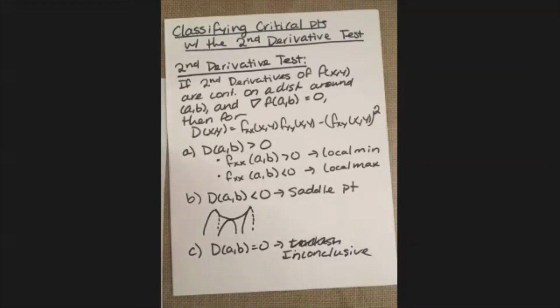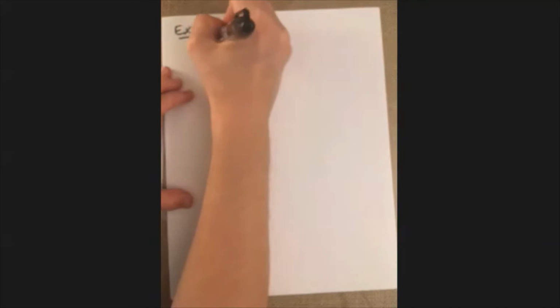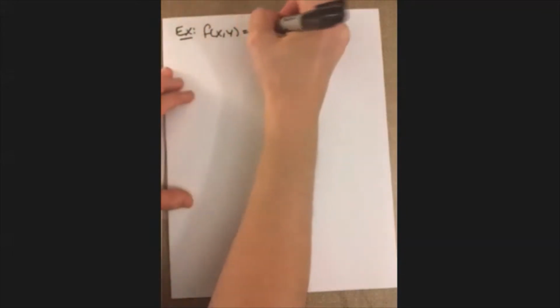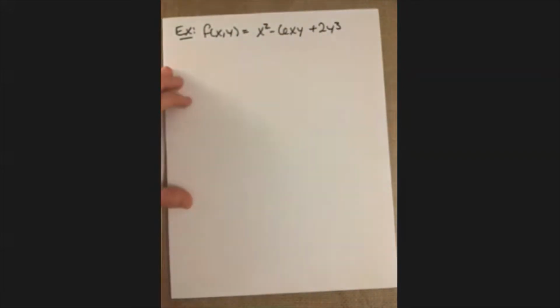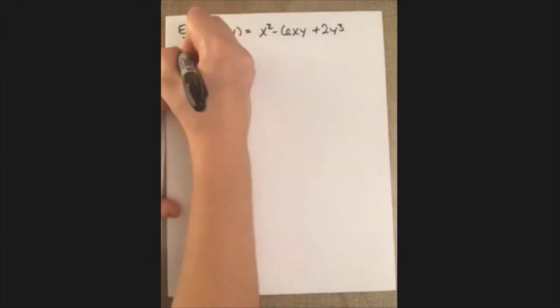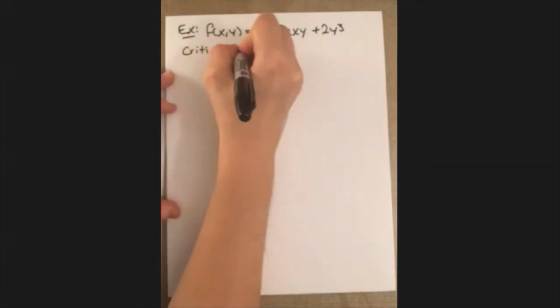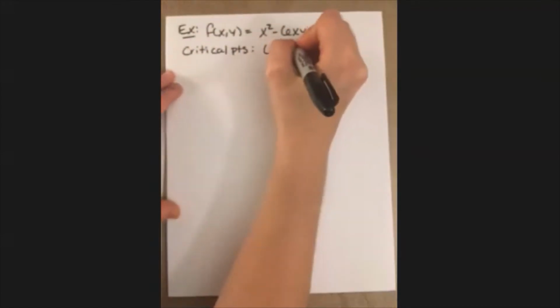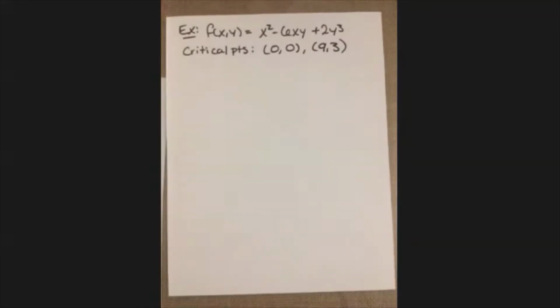Okay, so let's just go ahead and get started with classifying critical points for functions that we worked with in a previous video. So our first example was f(x,y) equals x squared minus 6xy plus 2y cubed. Now, in our video, finding critical points, we found that this had critical points (0,0) and (9,3). So all we have to do is use the second derivative test to classify them.